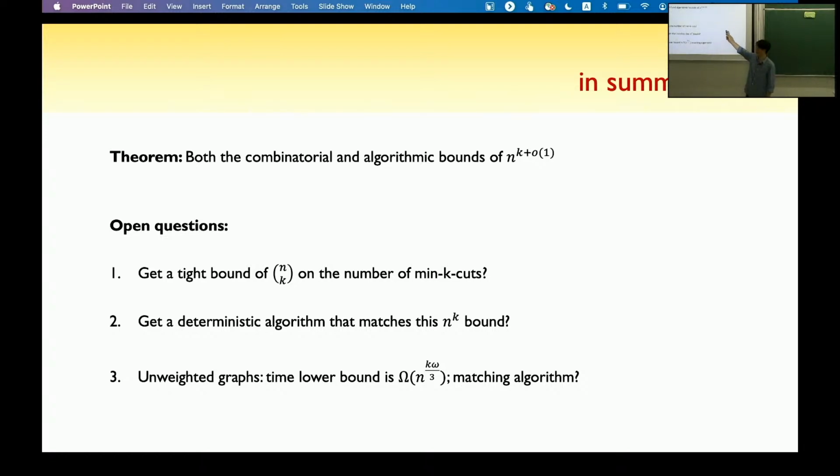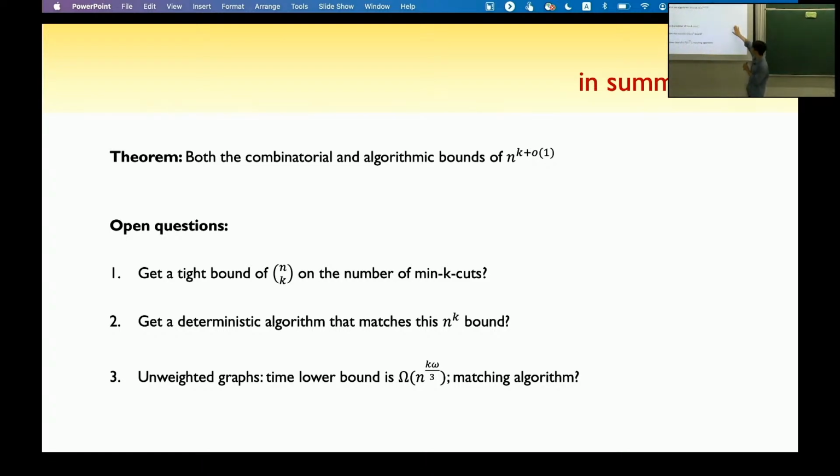Obviously I think it should be true, and it is true when k is 2. But even when k is 3, there's a constant gap between the upper and lower bounds. You said you got n to the k plus a little over 1, but do you actually have O of n to the k here? I think our final result is n to the k times some function of k as our upper bound. Yes.